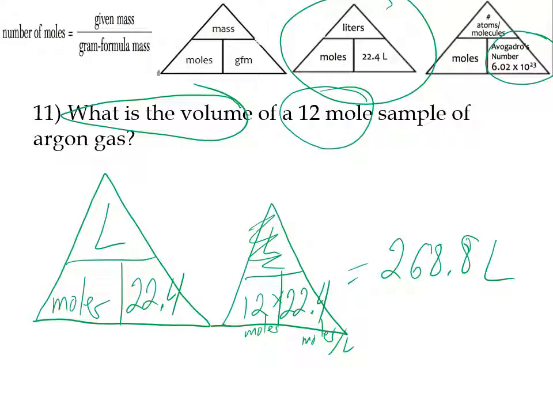268.8 liters. So each mole takes up 22.4 liters of space. If you have 12 moles, it's just 12 times 22.4. That comes out to, again, 268.8 liters of argon gas.